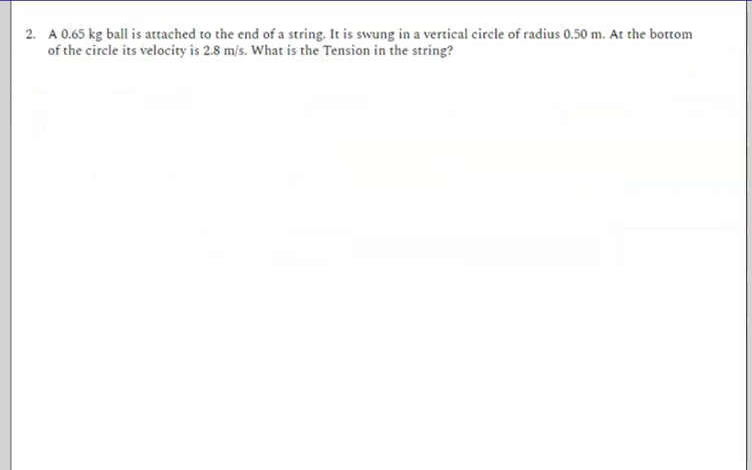Our second problem is pretty much the same situation, except now the ball is at the bottom of its circular path. Again, we'll draw a free body diagram. Now we have the tension acting up and the weight acting down. No need to resolve any vectors into components, so we can skip to step 3, where we're going to apply Newton's second law in the radial direction.